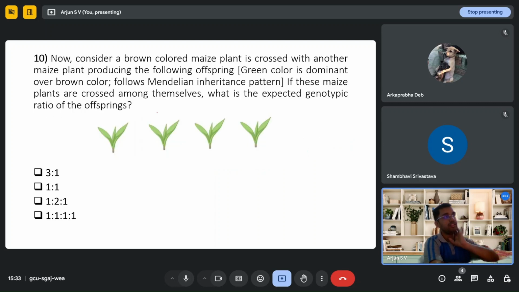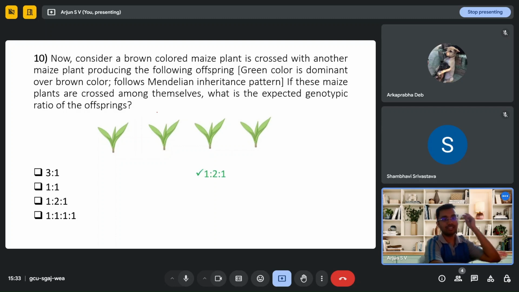So now consider the 10th question, the last problem statement for this week 4 problems. Consider the brown colored maize plant is crossed with another maize plant producing the following offspring. Same, green color is dominant over brown color and follows Mendelian inheritance pattern. Brown color is crossed with another maize plant; they haven't mentioned the color for this plant. If these maize plants are crossed among themselves, what is the expected genotypic ratio of these offspring?